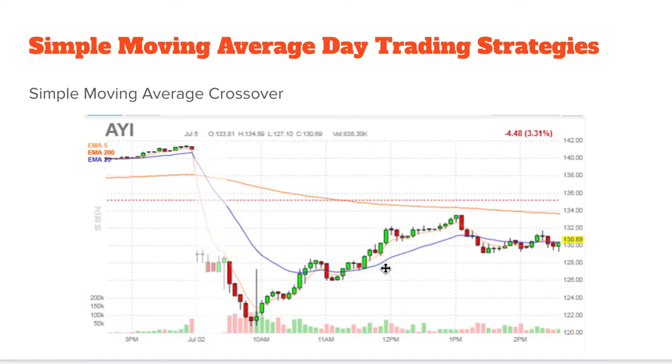Same thing on this one. The only time you actually go and take profits is when the moving averages cross over. So that's a crossover moving average strategy.